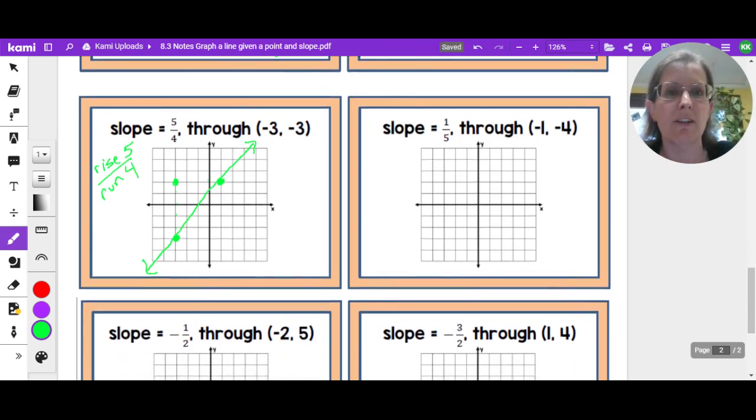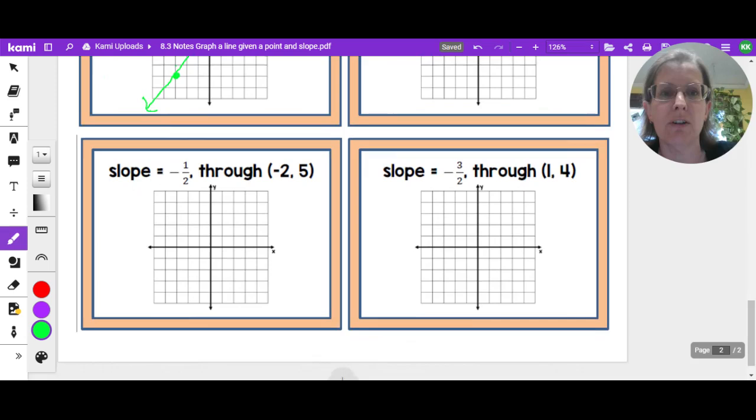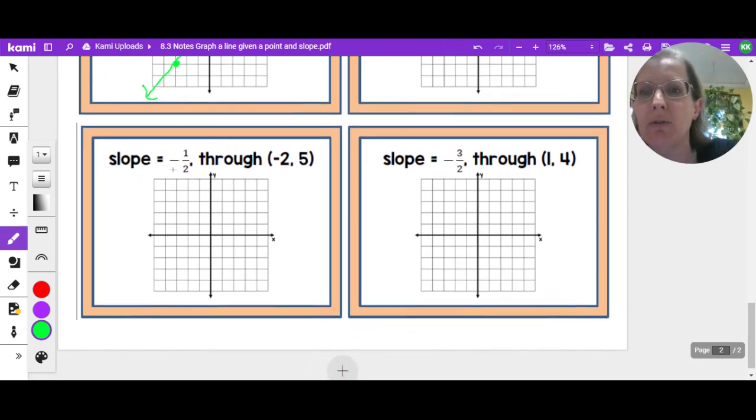Now you tried this next example with the 1/5, and let's look at what happens if we have a negative slope. So if there's a negative fraction of a slope, we always want to put the negative number with the rise. So our rise is going to be -1, and our run will be 2. That means it's going to go down 1 over 2. So through point -2, 5. So -2, 1, 2, 3, 4, 5. There's our point. And then it will go down 1 and over 2, down 1 and over 2. And there's our line.